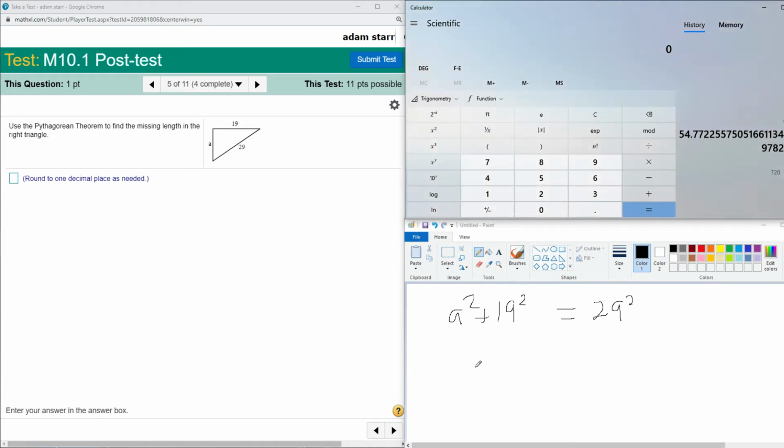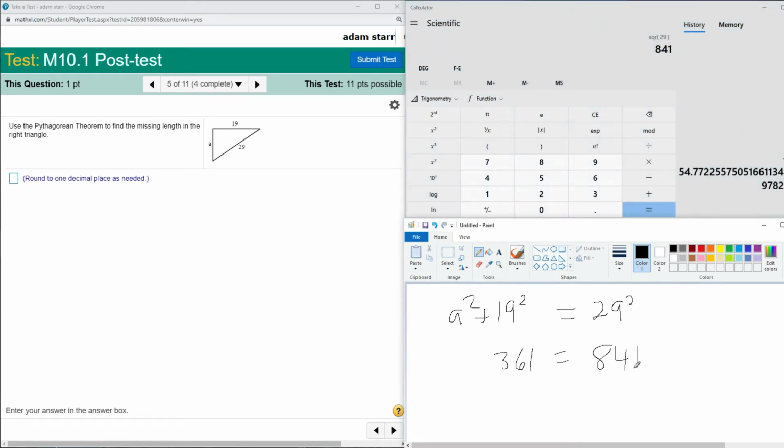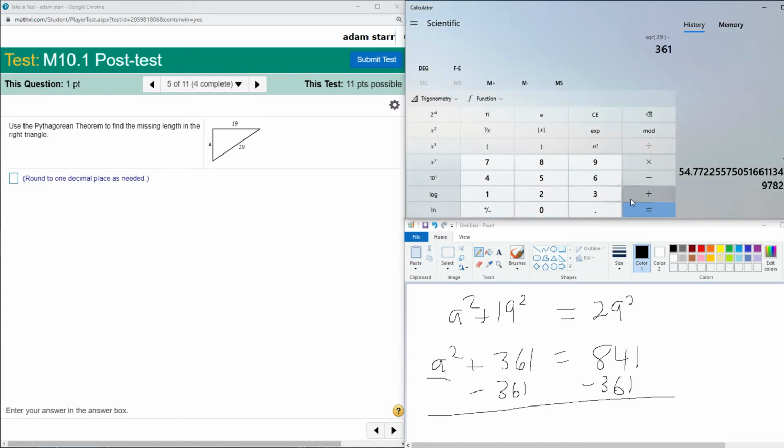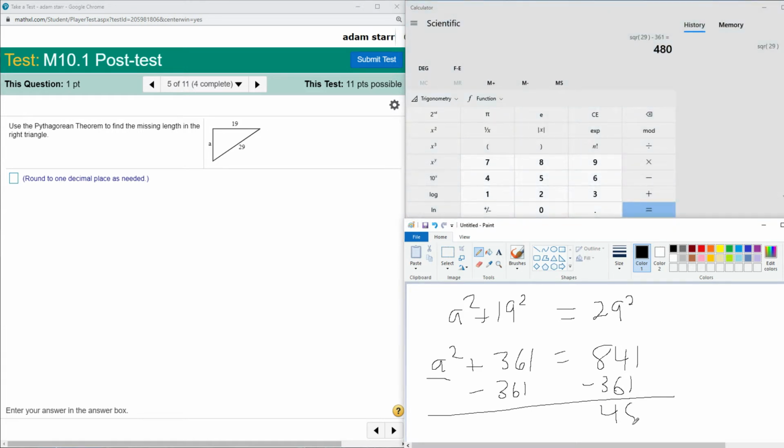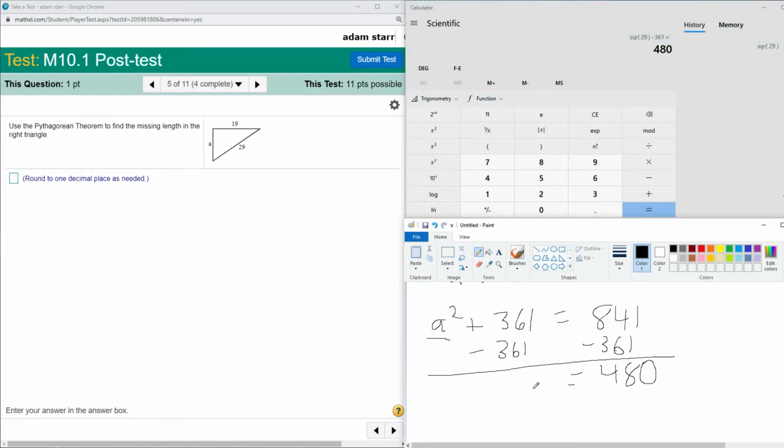So simplifying here now, 19 squared is 361. 29 squared is 841. I'm putting that A squared here. So I have A squared plus 361 equals 841. Again, I need to solve this for A. So I'm going to subtract the 361 on both sides. So 841 minus 361 is 480. So we get 480 equals A squared.